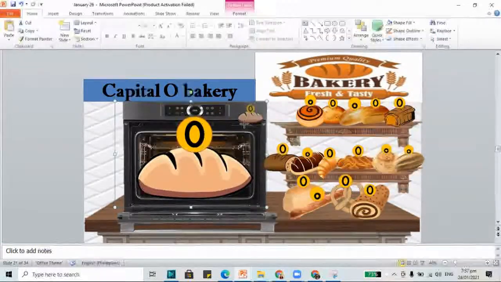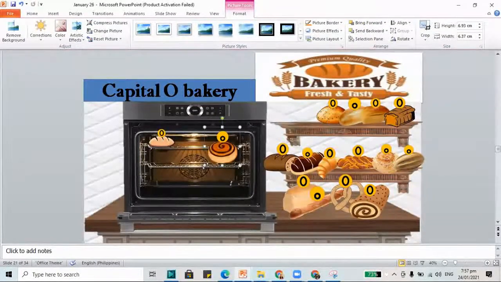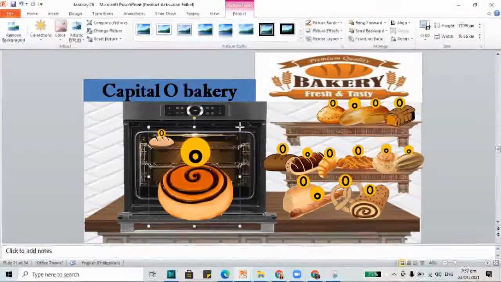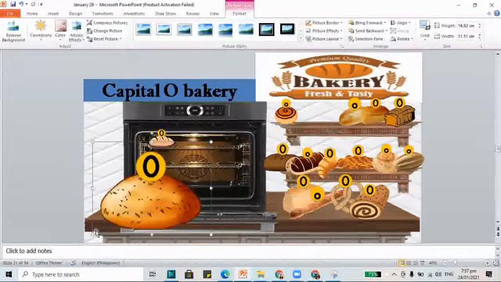Yes, this is capital O. Let's put it inside. Another one. Is this capital O? No, this is lowercase. Let's put it back in the shelf. This one, I think this is capital O. Let's put it inside also.